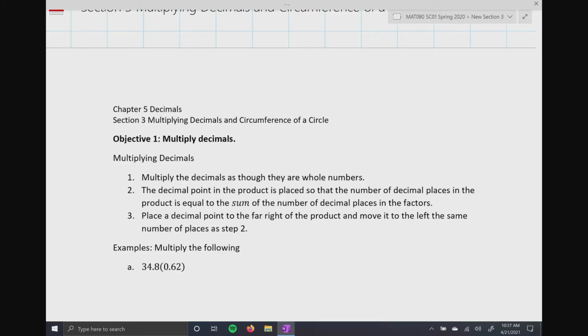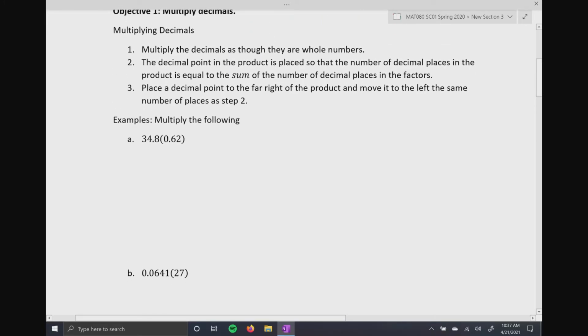So let me show you what I mean. With this very first example, 34.8 times 0.62, I'm just going to go ahead and multiply the two numbers together. That's it. I don't care about decimals right now. So 2 times 8 is going to be 16. Carry the 1. 2 times 4 is 8 plus 1 more is 9. And then 2 times 3 is 6. Now I put a 0 because I'm going to multiply 6 times everything in the first number. So I'm starting in the tens position. 6 times 8 is 48.